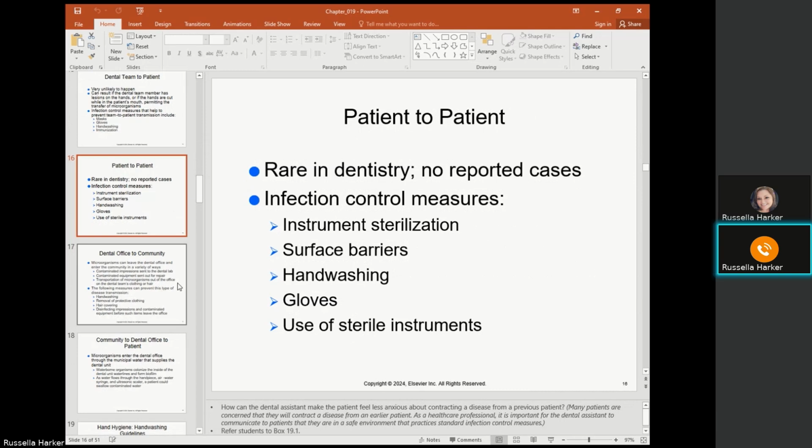Ways to control this is instrument sterilization. Make sure that your instruments are being sterilized. So running those spore tests every week, super important. Making sure that you're passing those spore tests every week, super important. Hand washing all the time, using gloves, changing your gloves often, and using sterile instruments on those patients. So every patient gets a new set of sterile instruments, even if they're mother, child, brother, sister, doesn't matter. Everybody gets new instruments. We don't use the same instruments on anybody else unless they've been sterilized, of course.